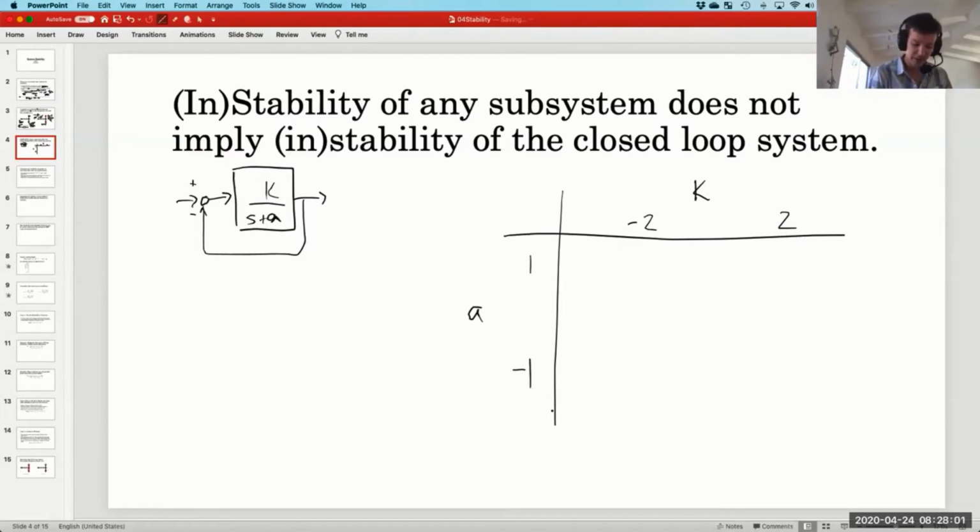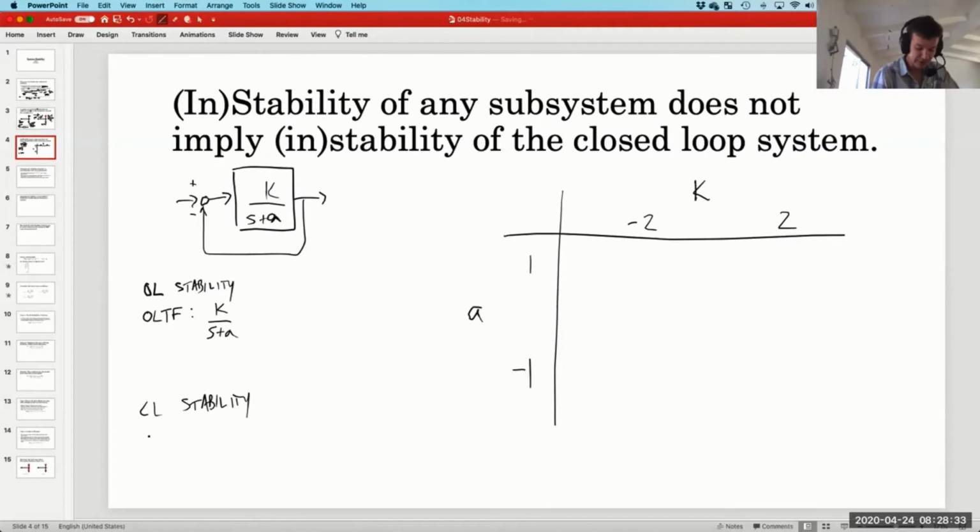So I want to talk about 2 different notions. I want to talk about open loop stability versus closed loop stability. And open loop stability is exactly what it sounds like. It is the stability of the open loop transfer function. So the open loop transfer function is the transfer function that you'd get if you were to break this loop. And so it's exactly just k over s plus a.